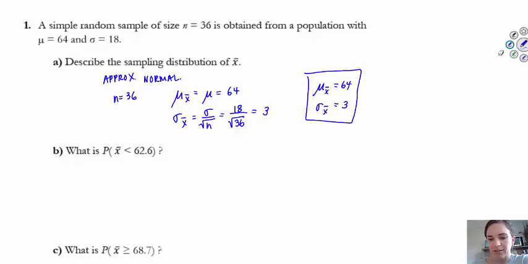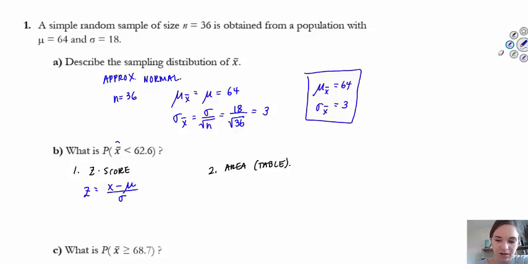The probability that x is less than 62.6 needs to be converted to a z-score, just like we did in section 6.3, and then from the z-score we'll look up the area in the table. The z-value is the x-value we have, subtract the mean, divide by the standard deviation, and because we're talking about sample means, we divide it by the square root of the sample size. So you could even say your x-value is an x-bar value.